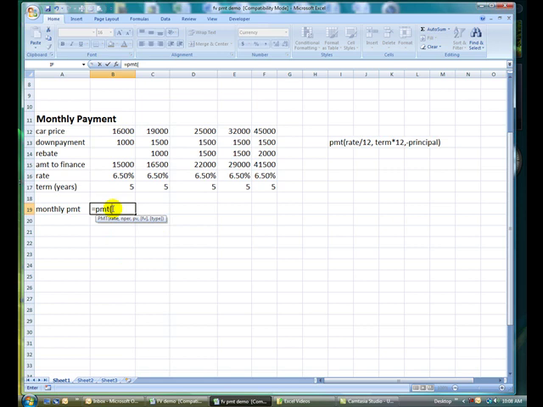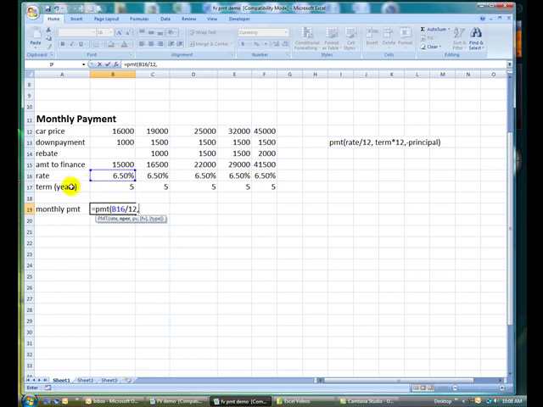Okay. The first argument that I'm going to fill in is the rate. So I'm going to click in cell reference B16. And because I want the monthly payment to be monthly, I have to divide the rate, which is 6.5% per year, by 12 to make it monthly. I'm going to type in a comma, which is my separator between arguments, and put in my second argument, which is the time, the term.